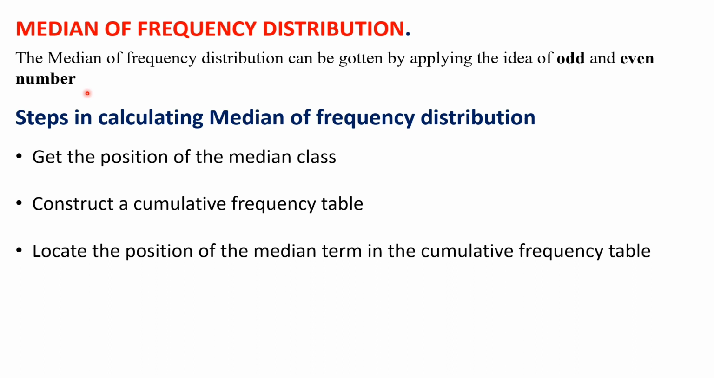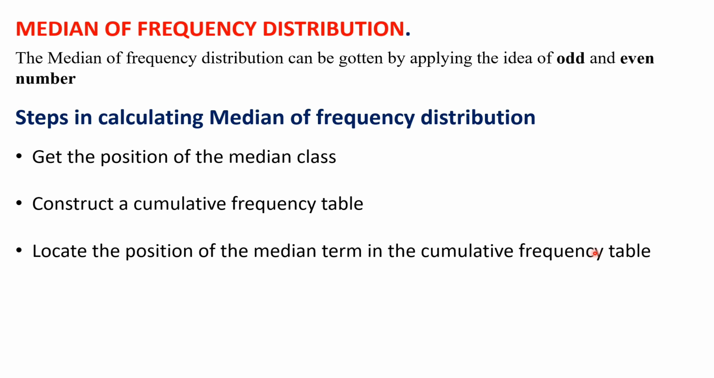So now let's look at the steps in calculating the median of a frequency distribution. The first step is that we are going to get the position of the median class. Then after that, we construct a cumulative frequency table. Then we locate the position of the median term through the cumulative frequency table. Just follow this lesson carefully. You are going to understand, okay?